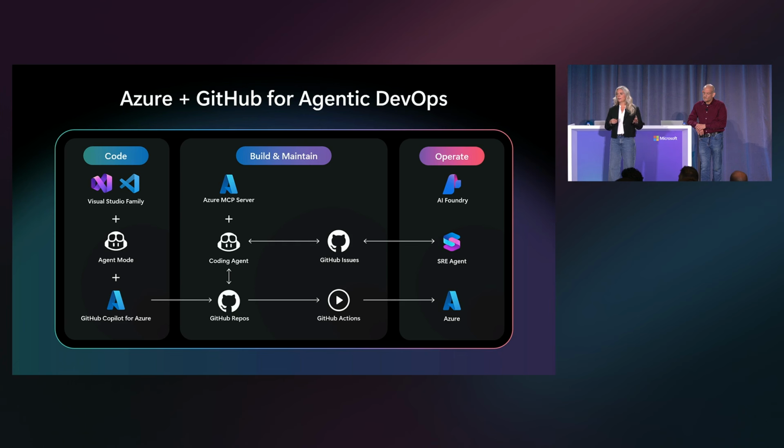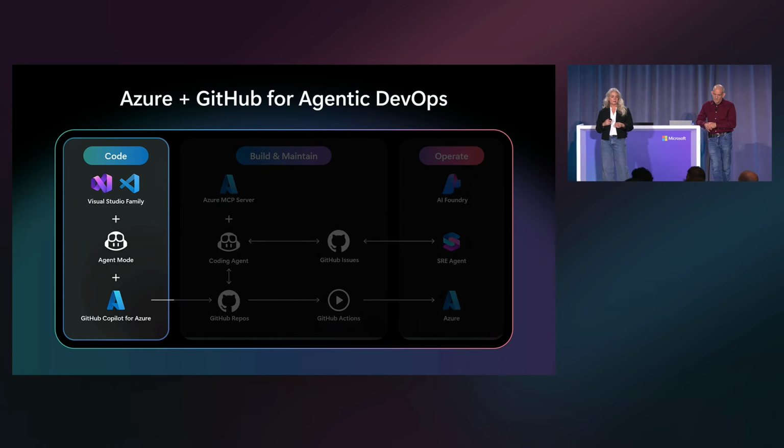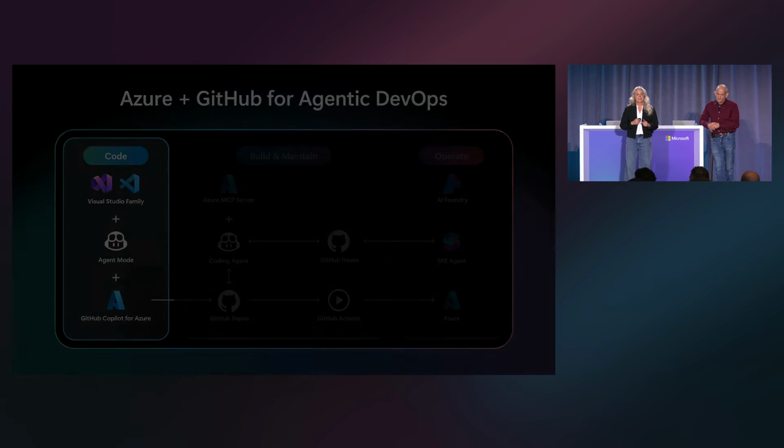When you're coding, you can use the Azure MCP Server in VS Code and Visual Studio. Building and maintaining, you can work with the coding agent and use the Azure MCP Server there as well. And then in the operate phase, the SRE agent is there to help keep an eye on your app, help you identify issues and fix them. We're going to deep dive into each one of these and look at some of the tools and the way that you can use Azure and all of these tools together. We're going to start off with code.